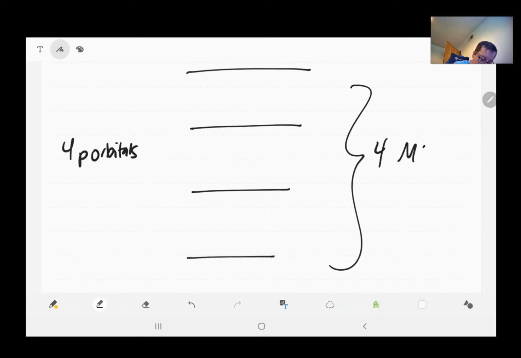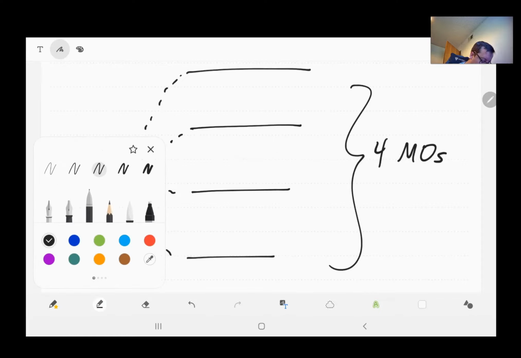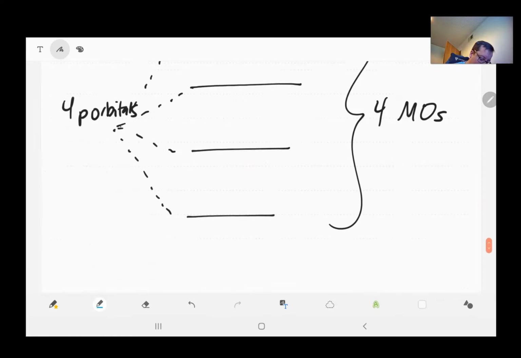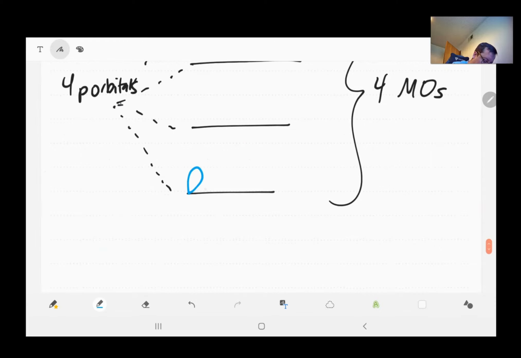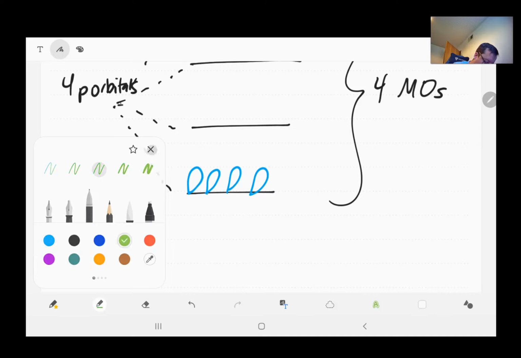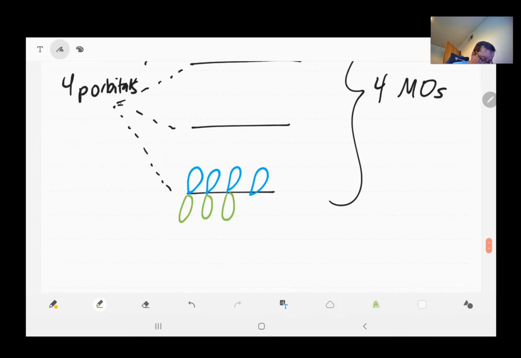We end up with 4 molecular orbitals. And so, again, those 4 p orbitals will combine together. We're going to end up making 4 different ways of arranging these. And like before, we're going to see that our lowest energy state is going to be when all of them align with each other. So we have 0 nodes.